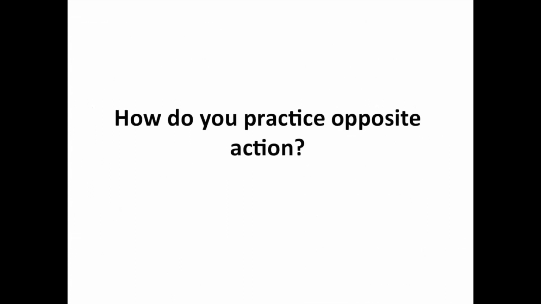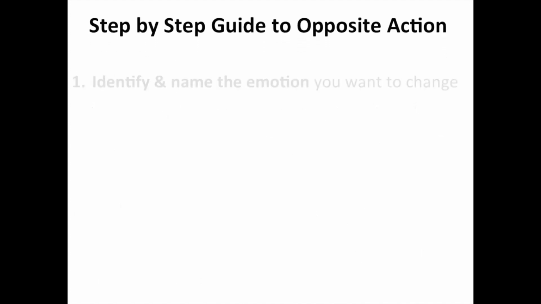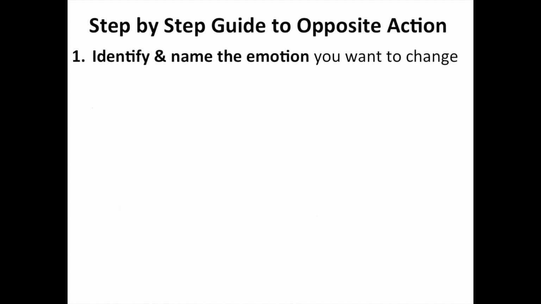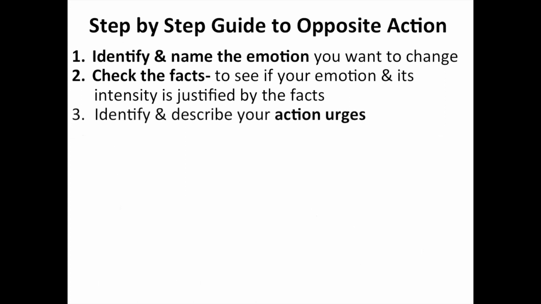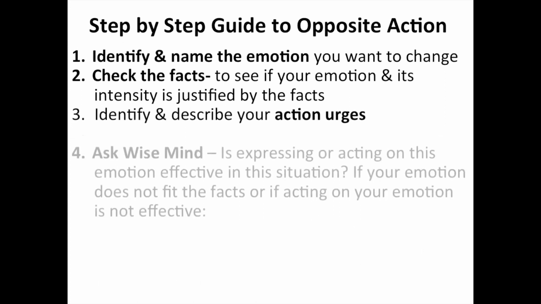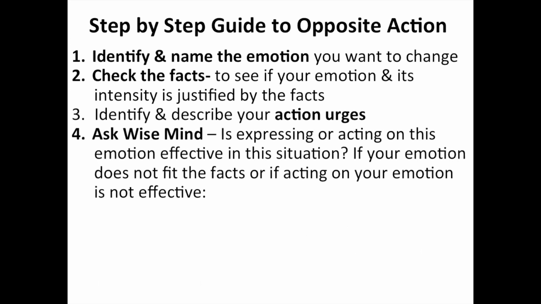So how do we practice opposite action? So the step-by-step guide to opposite action is as follows. Firstly, we want to identify and name the emotion we want to change. Then you want to check the facts to see if our emotion and its intensity is justified by the facts. Then we want to identify and describe our action urges. Then we want to ask our wise mind, is expressing or acting on this emotion effective in this given situation?